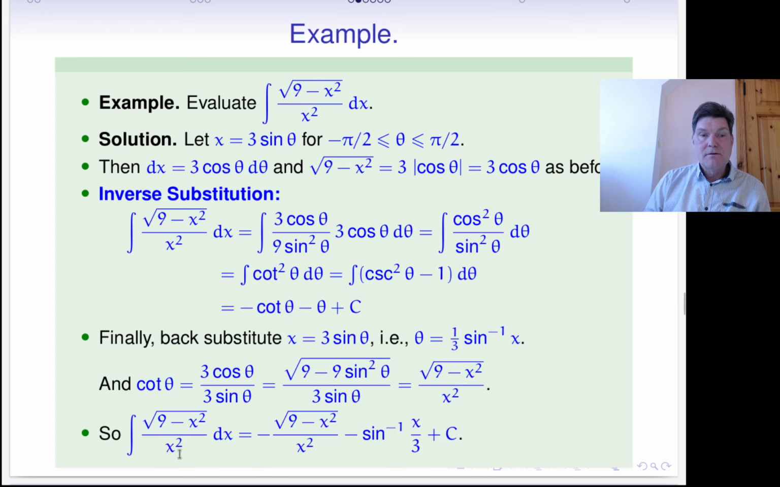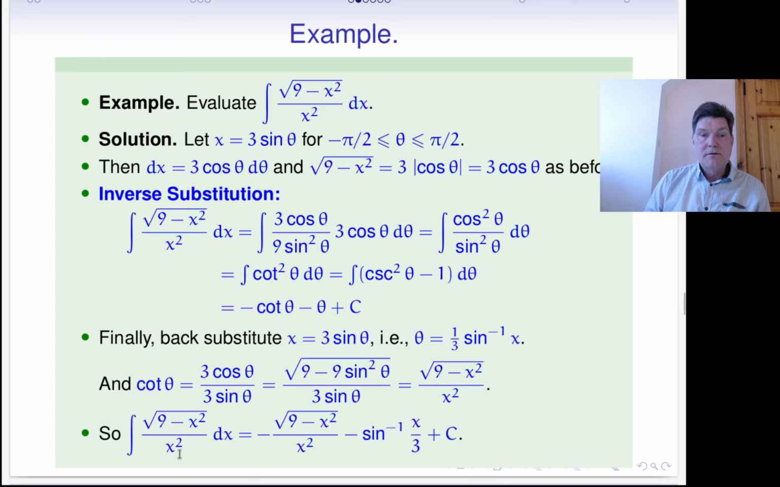Now we use the diagram. It helps to draw this diagram of a right-angled triangle. There's the right angle, which has the theta there as one of its angles, and since sine theta is opposite divided by hypotenuse, and sine theta is x over 3, we can label the opposite side as having length x, and we label the hypotenuse as having length 3.